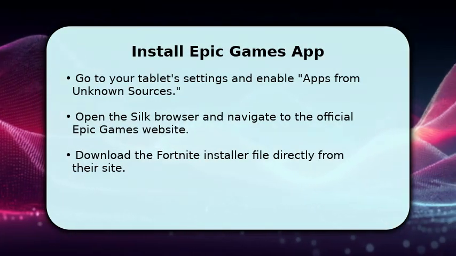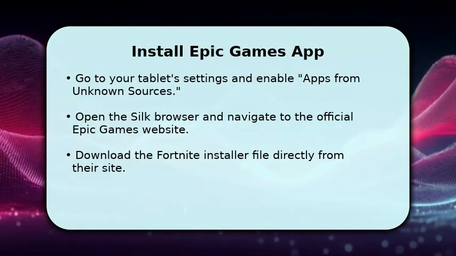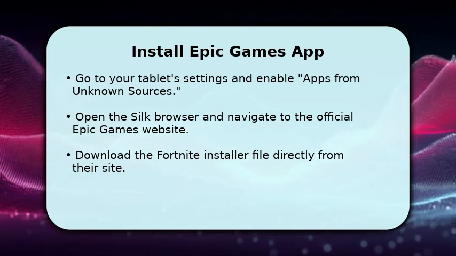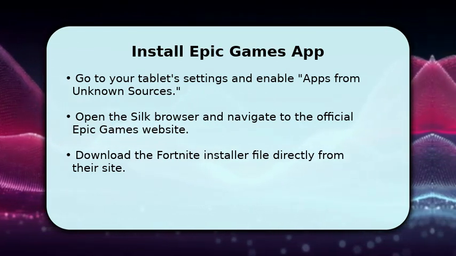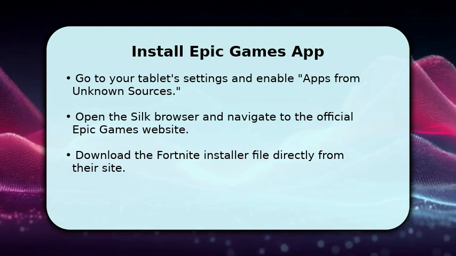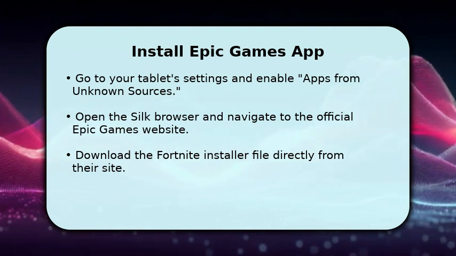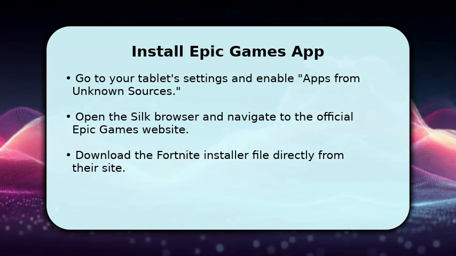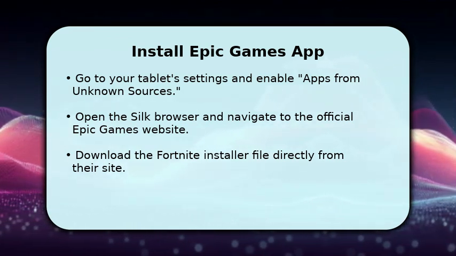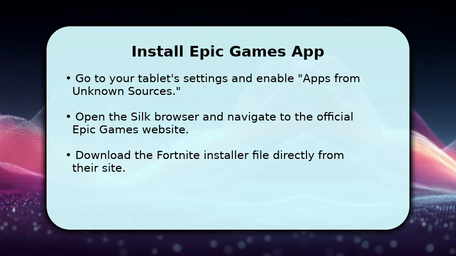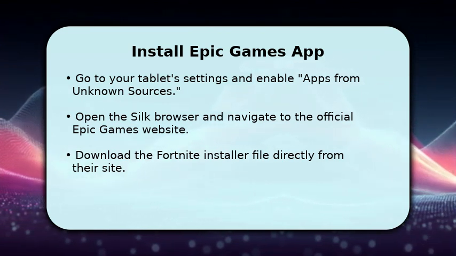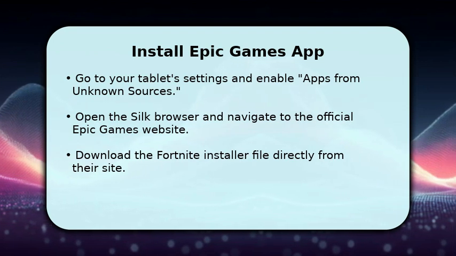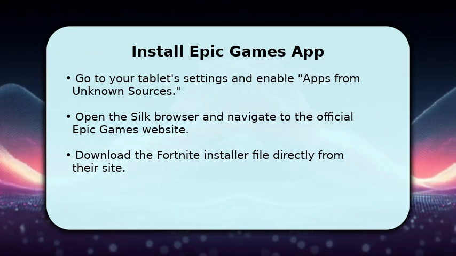Next, you will need to adjust a security setting on your Fire tablet. Navigate to your device's settings and enable the option for apps from unknown sources. This allows you to install applications not found in the Amazon App Store. Once enabled, open the Silk browser and visit the official Epic Games website. From there, you can download the Fortnite installer file directly to your tablet. Be sure to confirm the download when prompted.